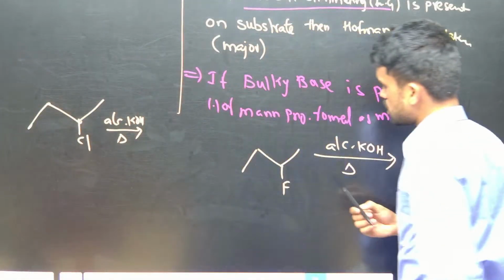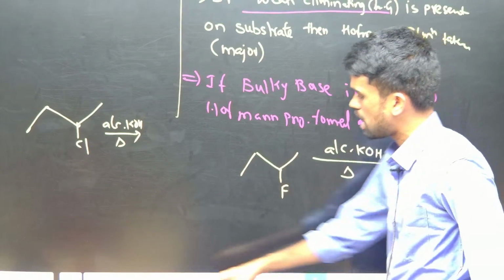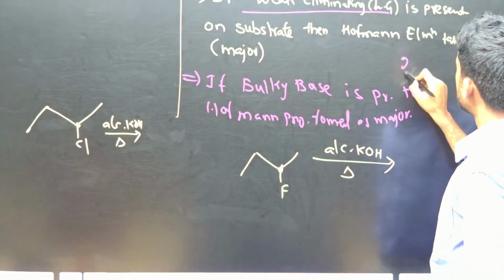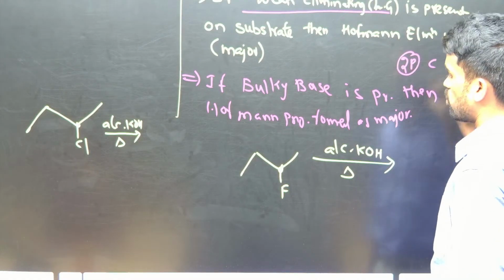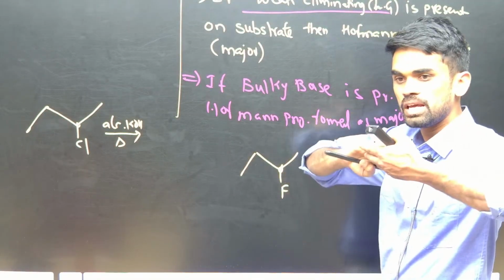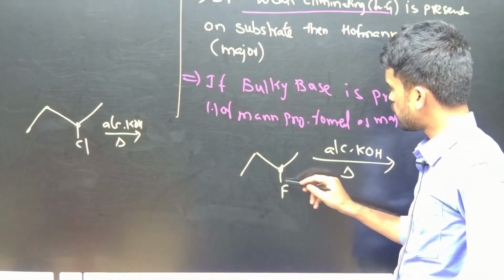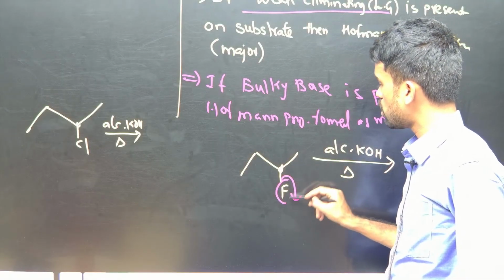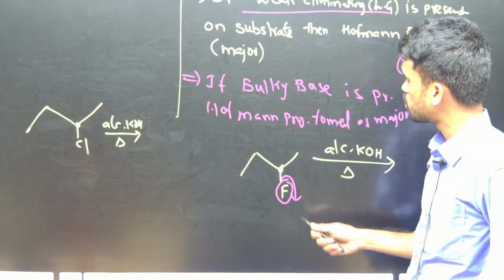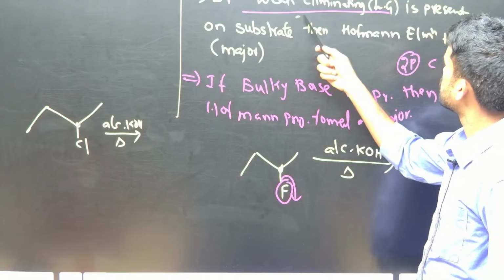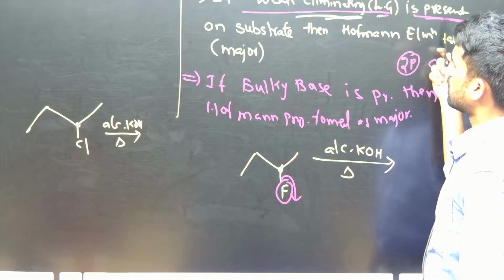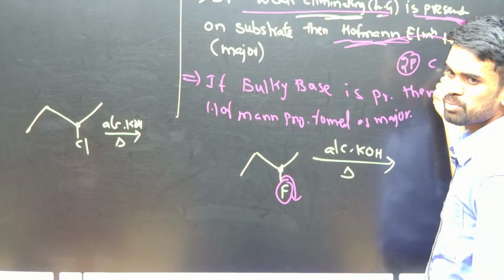Fluorine and chlorine are almost having similar sizes because they belong to the same period. Which period? Second period elements: carbon, nitrogen, oxygen, fluorine. So due to their similar sizes, the bond formed between carbon and fluorine is very strong, therefore it will not come out easily. So I can say fluorine is a bad leaving group. So if the substrate is having a weak eliminating group, that means a bad leaving group, then that gives Hofmann product as a major.